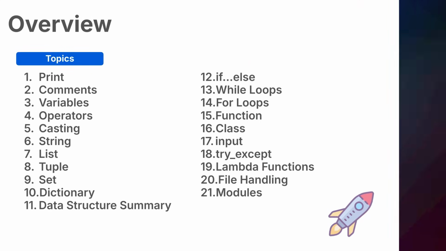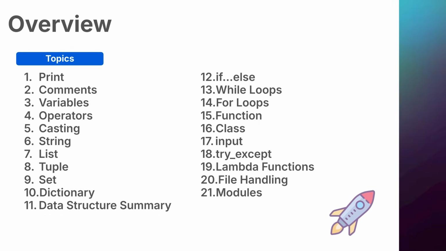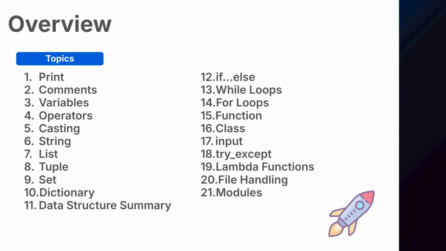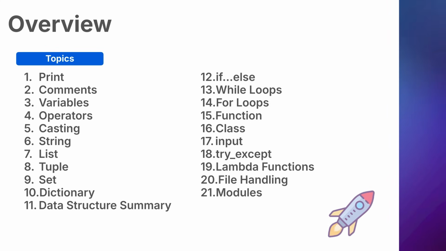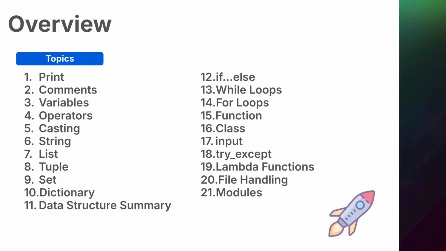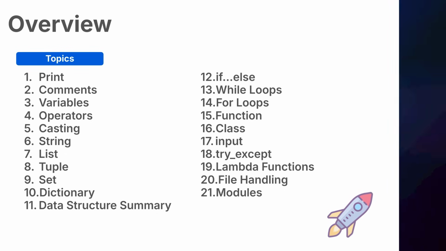Next, let's take a quick look at what we'll cover in this video. We'll start with the very basics, like printing output, writing comments, and working with variables and operators. Then we'll move on to core data types and data structures, including strings, lists, tuples, sets, and dictionaries. And I'll show you how and when to use each one. After that, we'll learn how to control the flow of a program using if-else statements and loops, so your code can make decisions and repeat tasks.